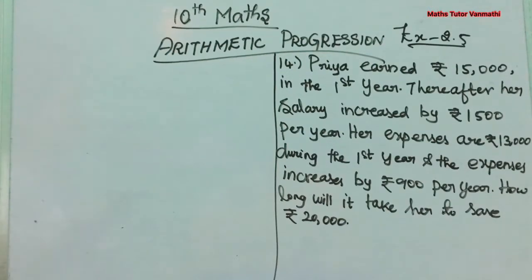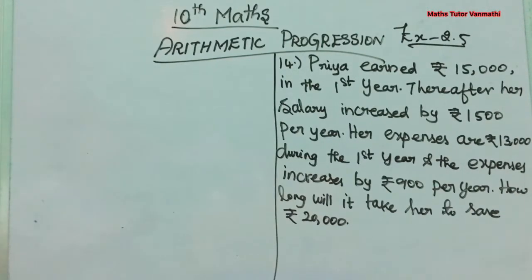Priya earned rupees 15,000 in the first year. Thereafter, her salary increased by 1,500 per year. Her expenses are 13,000 during the first year and the expenses increase by 900 per year. How long will it take her to save 20,000?